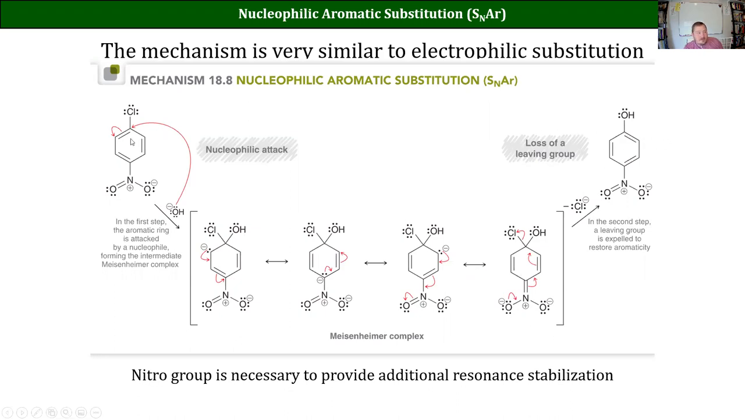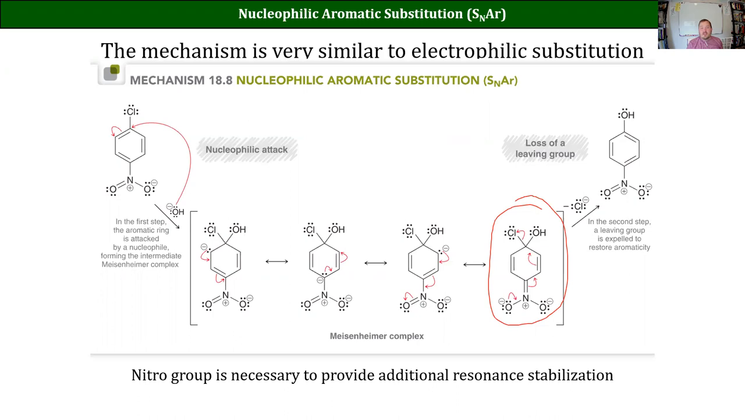But at the end, we wind up with the same basic process, loss of a leaving group. In this case, our leaving group's not just a hydrogen. It's a halogen that's going to bring the extra pair of electrons with it. So that's what this last step is showing. You can see that the chlorine is pulling electrons with it as it's leaving.